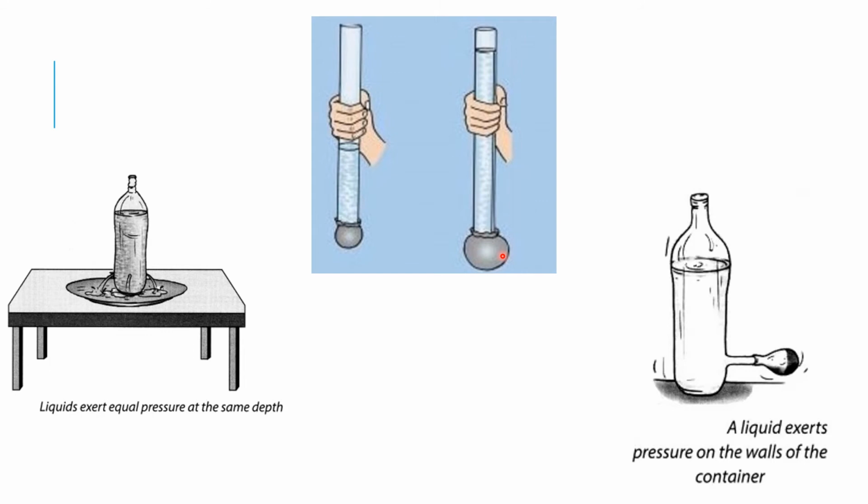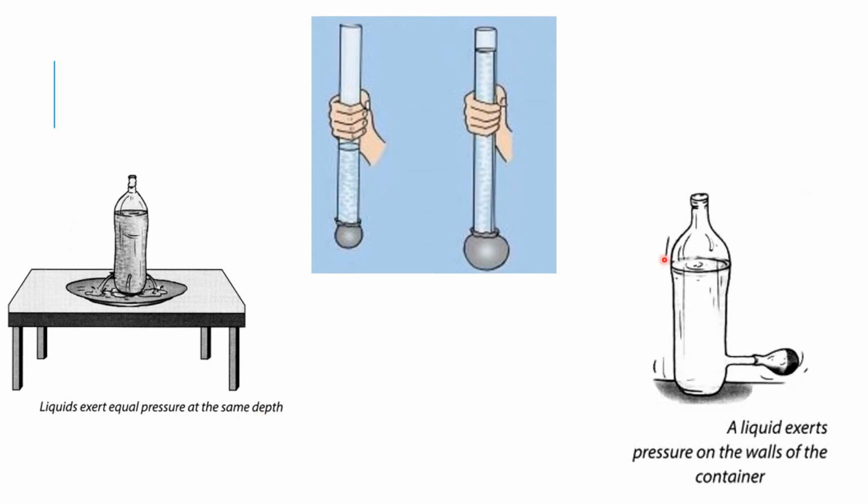From this, we can say the pressure exerted by the water at the bottom of the container depends on the height of its column. In this picture, one plastic bottle is there, and we have made holes all around the bottle. After filling the bottle, we can see that the water is coming out from all the holes. Thus, we can say liquid exerts equal pressure at the same depth.